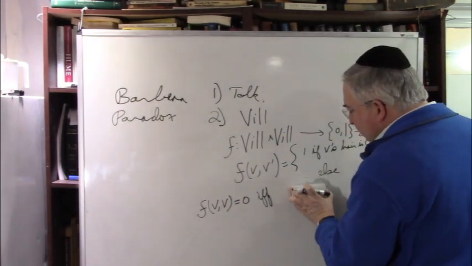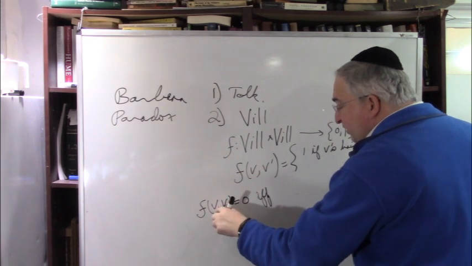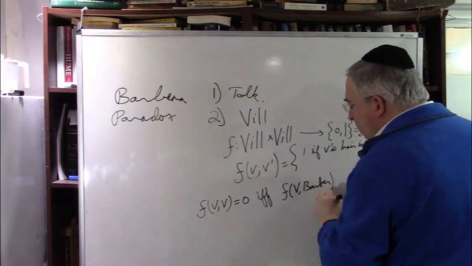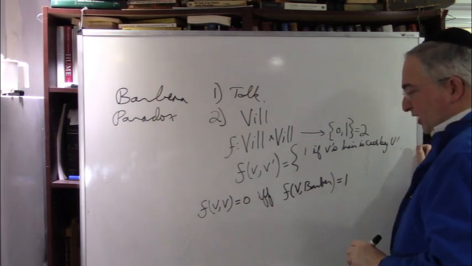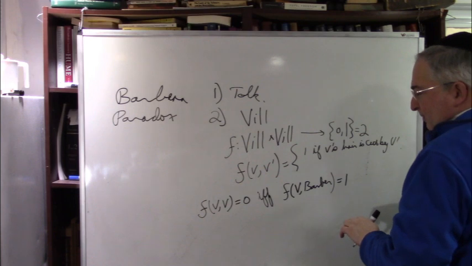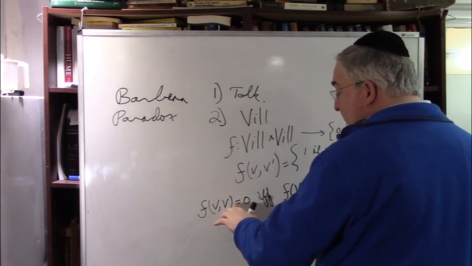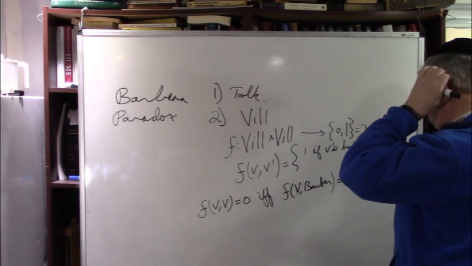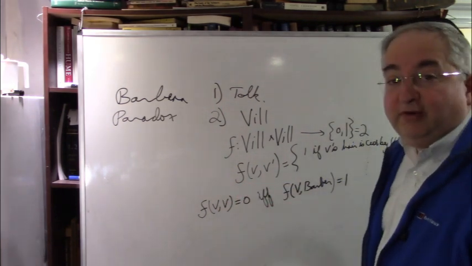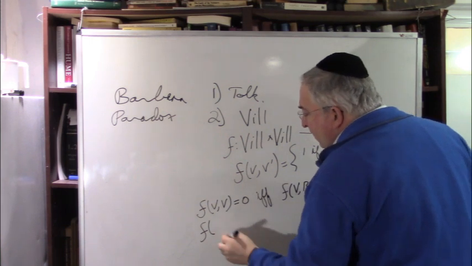Let's write this nicely. If f(V, V) is equal to 0, it means V does not cut his own hair, that means f(V, barber) equals 1. Let's just say this clearly. If V does not cut his own hair, then V goes to the barber and gets his hair cut by the barber. If f(V, V) is 1, that means V does cut his own hair, then this is 0, which means he does not go to the barber. Now this rule works for every villager in the village. In particular, it works for the barber too.